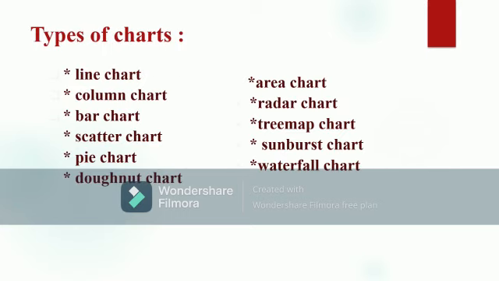Then types of charts. Can you see these types of charts? Yes, a line chart, column chart, bar chart, scatter chart, pie chart, doughnut chart, area chart, radar chart, tree map chart, sunburst chart, waterfall chart. Many chart types are there. Okay, we can see one by one, very detailedly. We can see it one by one. Okay.